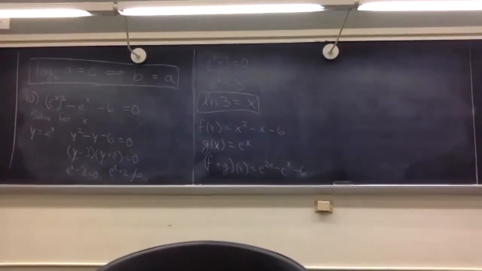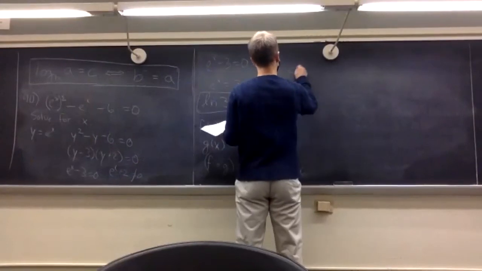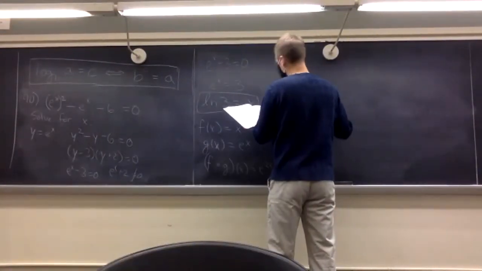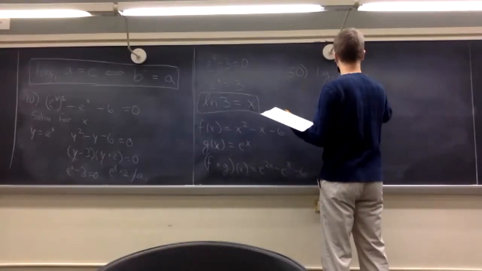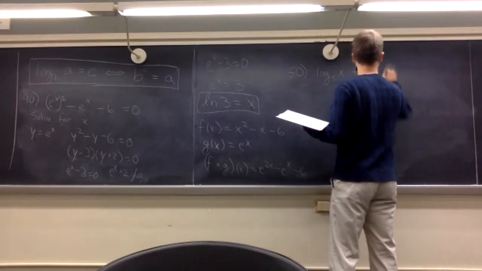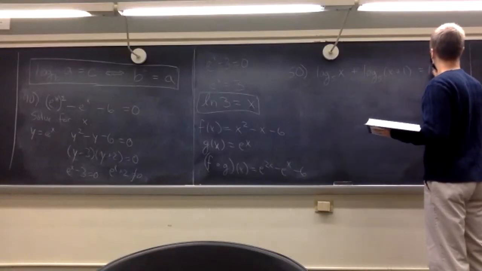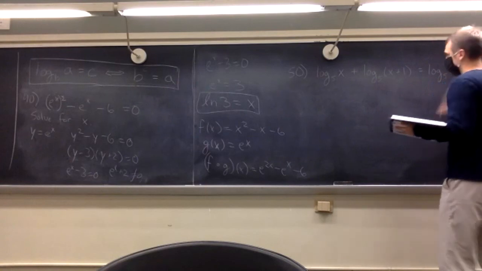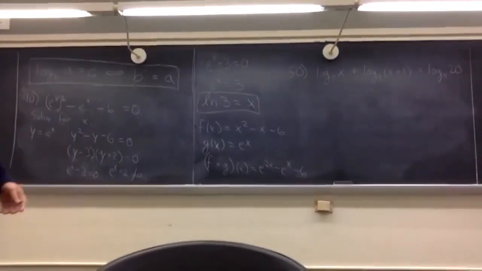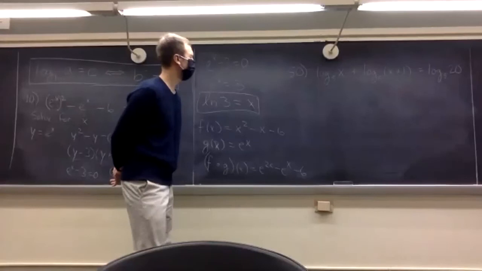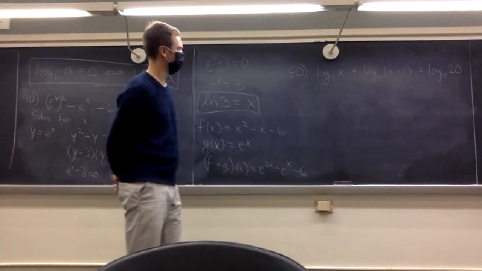Number 50. Solve the logarithmic equation. It is log base 5 plus log base 5, it is log base 5. Oh, correct. Give me a first step. What should I do first?